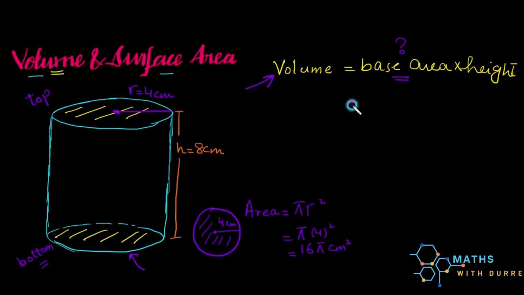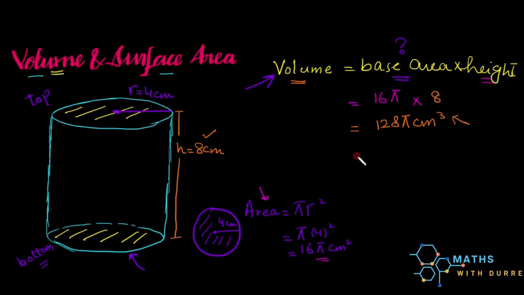We just need to substitute the base area. This is a base area, that is 16 pi. We will just substitute 16 pi here and we will multiply 16 pi with the height of this shape. What is the height of this shape? 8. That is 8. Let's calculate it now. Answer will be 128 pi centimeter cube. Remember that the unit of volume will be cubic, right?